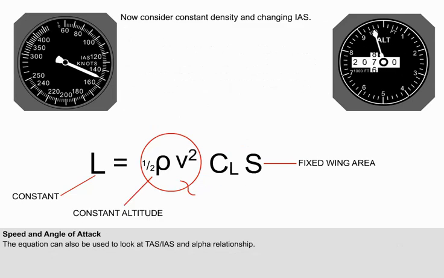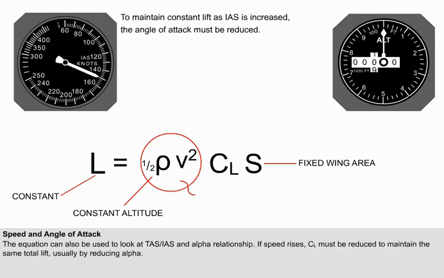The lift formula can also be used to look at the relationship between speed and angle of attack at a constant altitude. As before, if one element of the equation is increased, another must be reduced. As speed rises, the CL must be reduced to maintain the same total lift, normally by reducing the angle of attack.